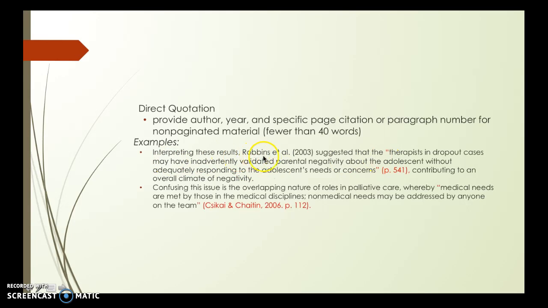So the author, publication year, quotation marks. After the quotation marks, the page number. After the page number, then a comma. In this one, quotation marks, then in parentheses, it has the author's last name, publication year, and the page number. The period is after that.